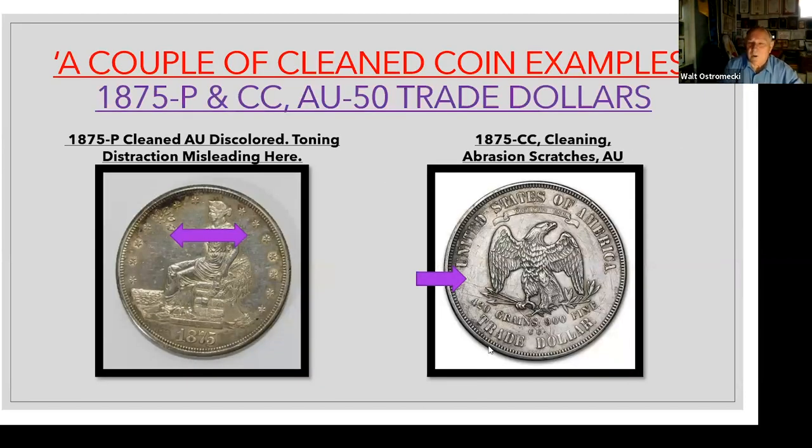A couple of cleaned coins. You probably hear about them. Here's a couple of horror cases in my collection for you to be aware of, too. Especially the one on the right. Somebody just mutilated this poor 75-CC with abrasions. I bet they used Brillo pads or something, but they did. Look what they did to this coin. Notice I've got it because I want to show the CC separation, the mint marks. Notice how separate they are in the 75-CC. There are different types like that.